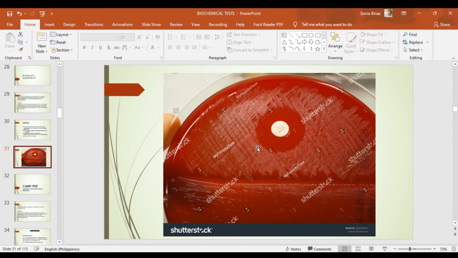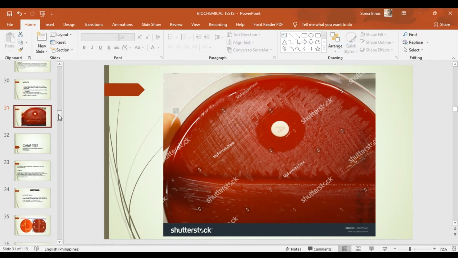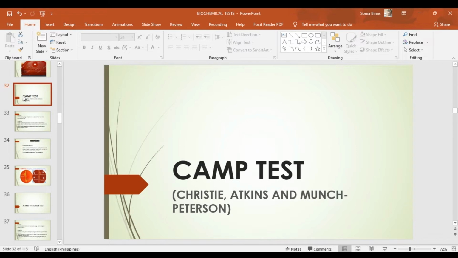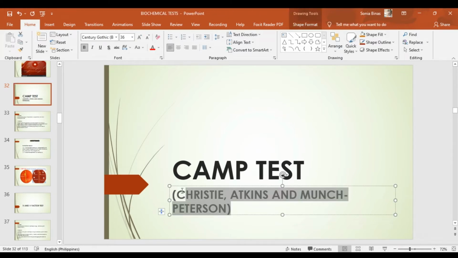So, dapat ang antibiotics natin ay naka-properly stored sa kung saan man siya dapat nakalagay. So, saan nga po siya dapat nakalagay? It must be on our freezer. Ano po? So, next is our CAM test. CAM test or our Christie, Atkins, and Munch-Peterson. So, itong tatlong to ang ating scientists na nakadiscover na itong CAM test.